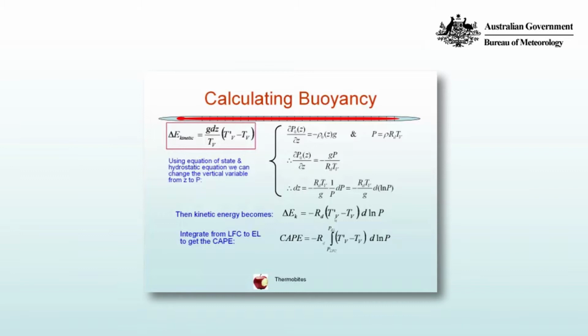So the CAPE is minus Rd times the integral from pressure at the level of free convection to pressure at the equilibrium level of the difference between the virtual temperatures of the parcel and the environment, times d log p. So what is this integral equal to? Or what's inside the integral equal to?